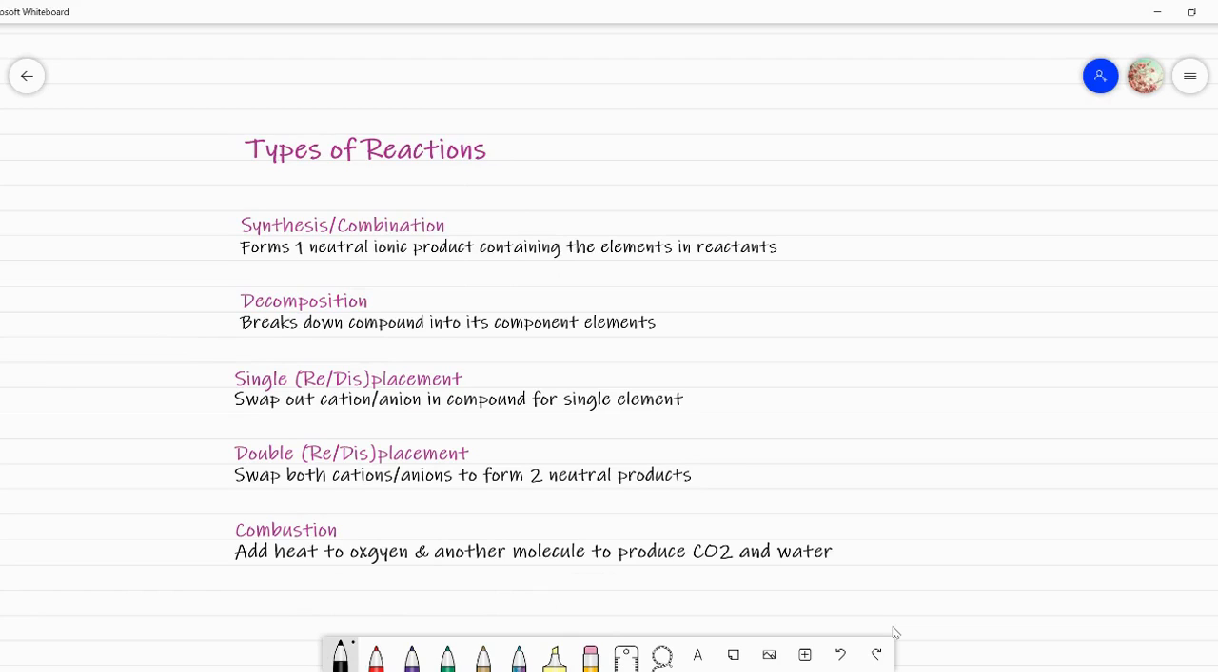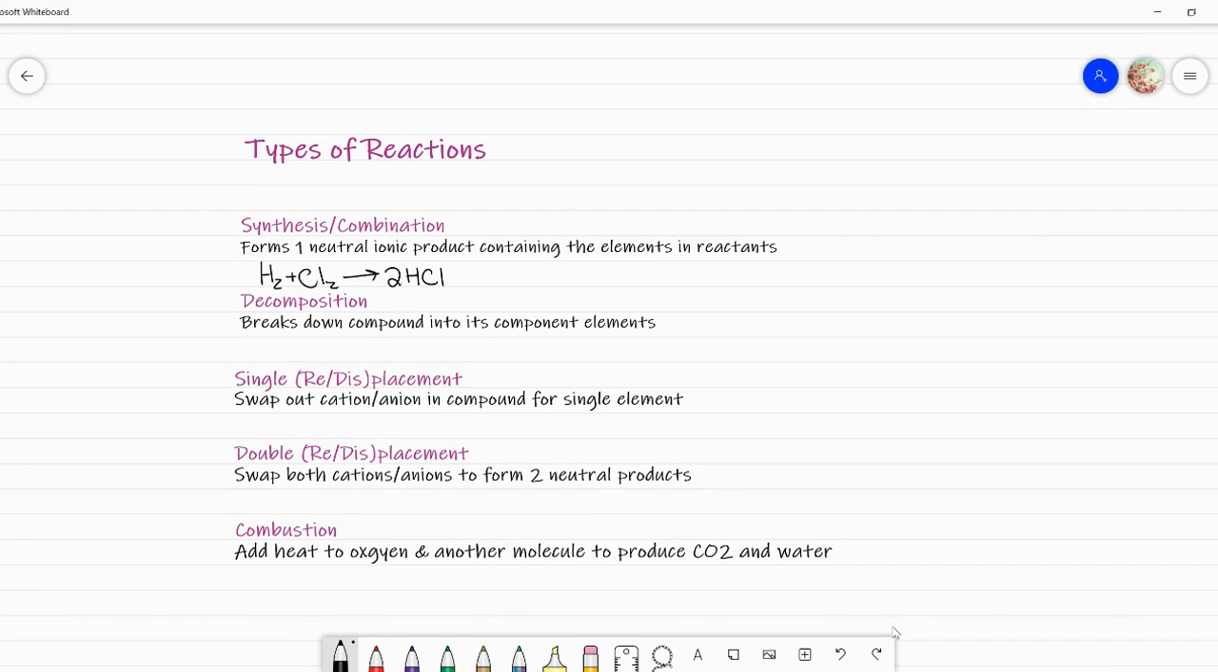Okay, so let's start with the types of reactions. We have synthesis, decomposition, single replacement, double replacement, and combustion. So starting with synthesis, it's a reaction that forms one neutral ionic product containing the elements in the reactants. An example of this would be like hydrogen plus chlorine equaling 2 hydrogen chloride. Simple as that. We're just putting the elements in the reactants together to form this one neutral ionic product.